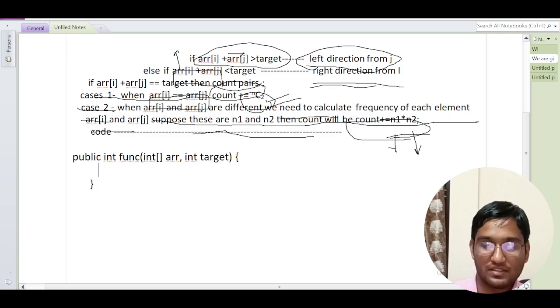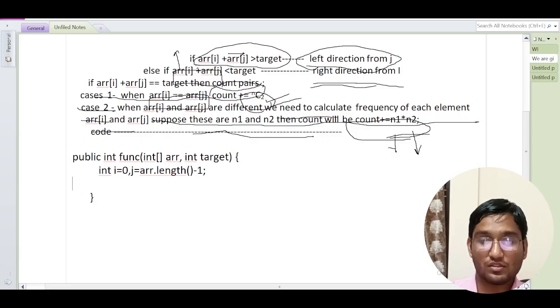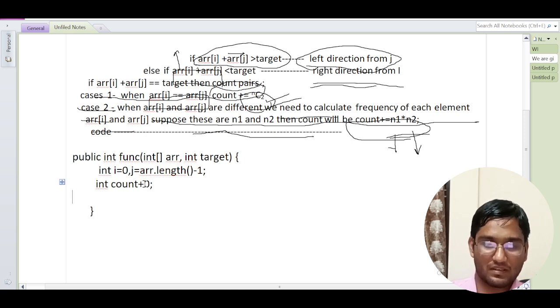What I need to do in this question is: integer i is equal to 0, j will be array dot length minus 1. I am writing this code in Java. And integer count will be equal to 0. I need to start a while loop, i less than j.